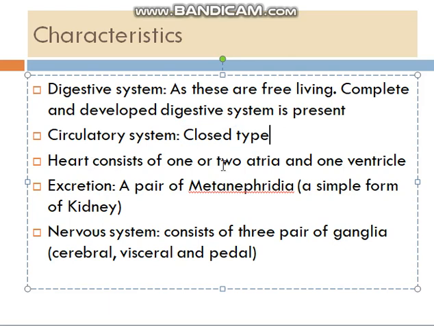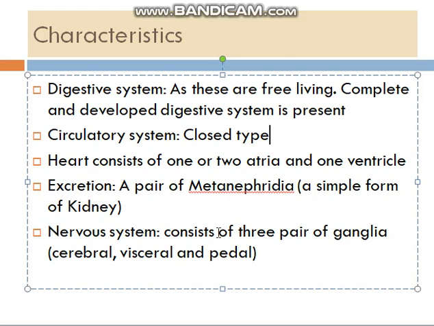It is always there inside the blood vessels. The heart consists of one or two atria and one ventricle. So the heart has one atrium and one ventricle, or two atria and one ventricle. Excretion is by a pair of metanephridia, a simple form of kidney.